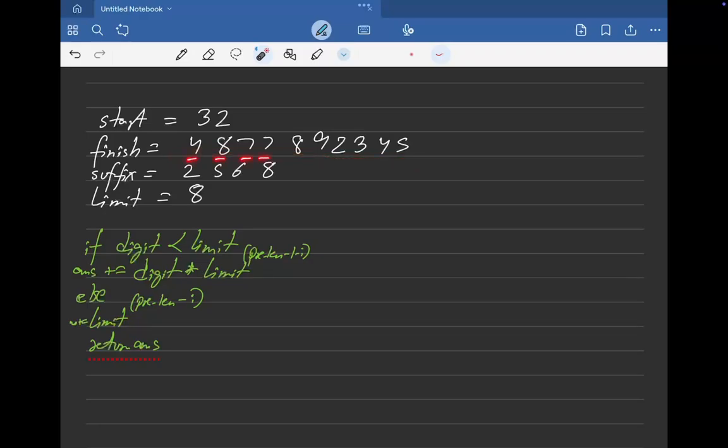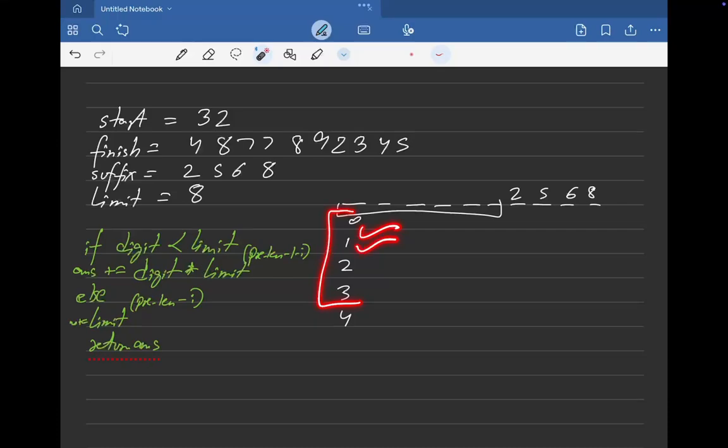1 2 3 4 5 6 7 8 9 10. So we have 10 slots, and 4 slots are already booked: 2, 5, 6 and 8. We have that many slots. My digit is 4, which is less than the limit. I can place 4 values, 0 1 2 3 4. So I will place these 4 digits without thinking about the next case.